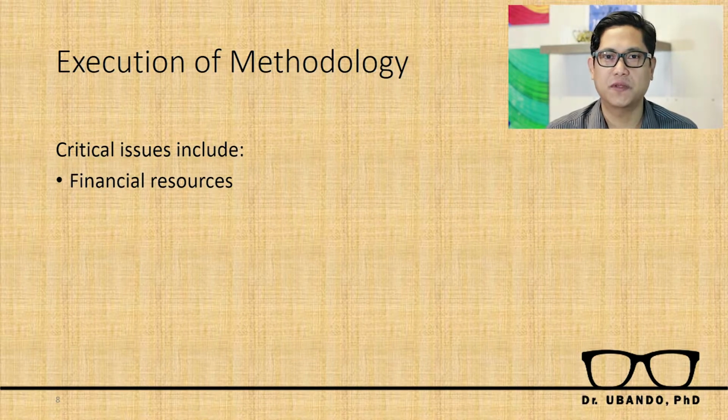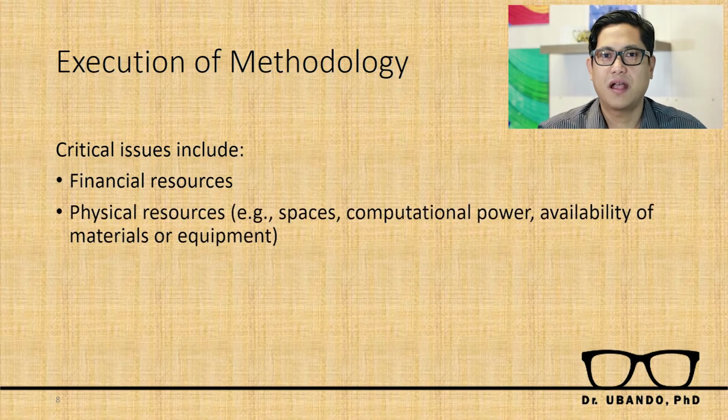Next, we also have to consider the physical resources. Most of the undergrad studies or undergrad theses are experimental, applied, and involve a focused type of research. So physical resources are very important, such as spaces. We have to consider where we would conduct our research. Is it at school or at home, or should we rent a specific area, or do we collaborate with a specific company?